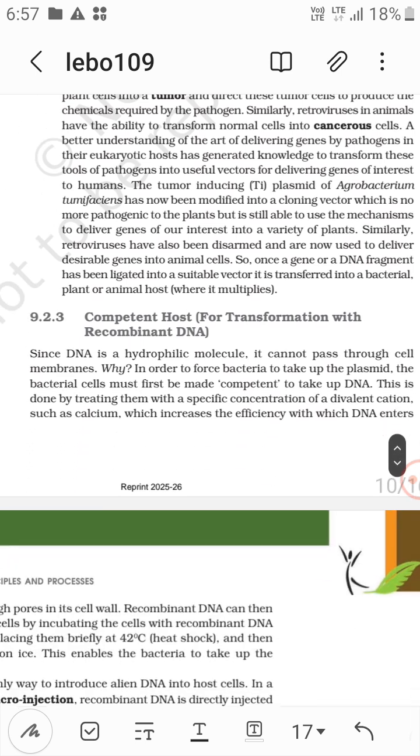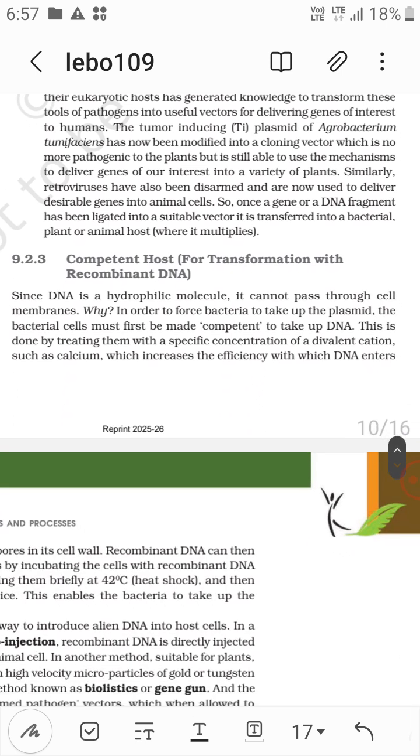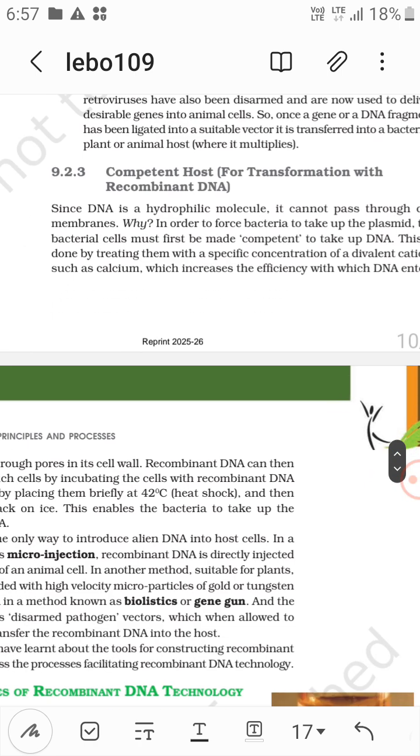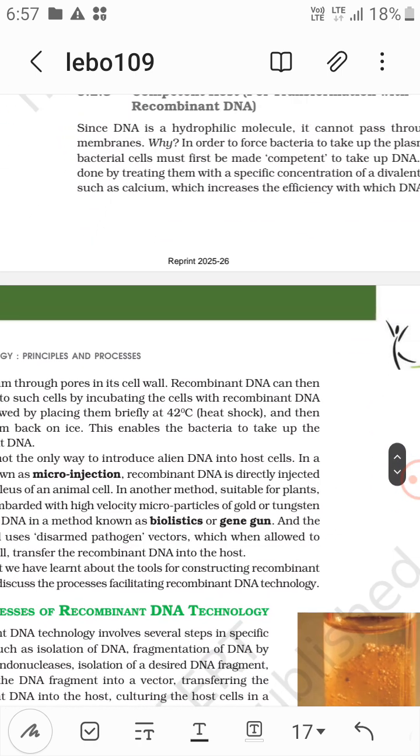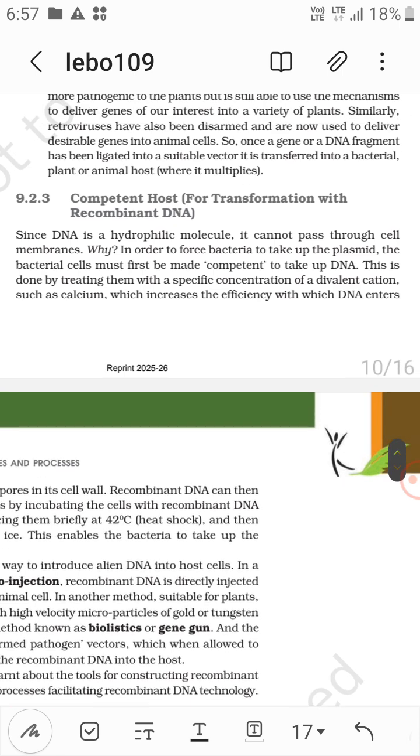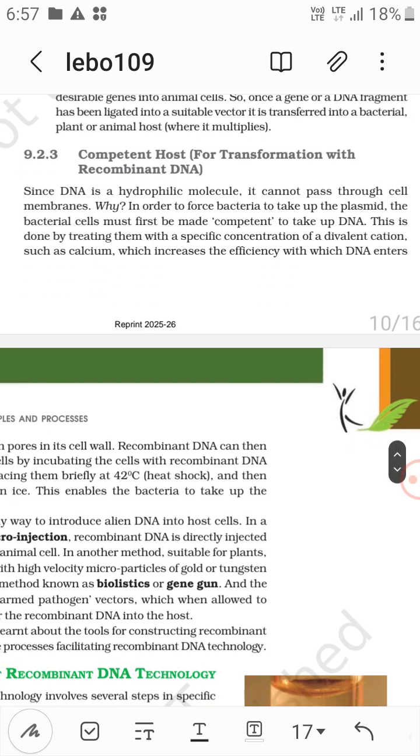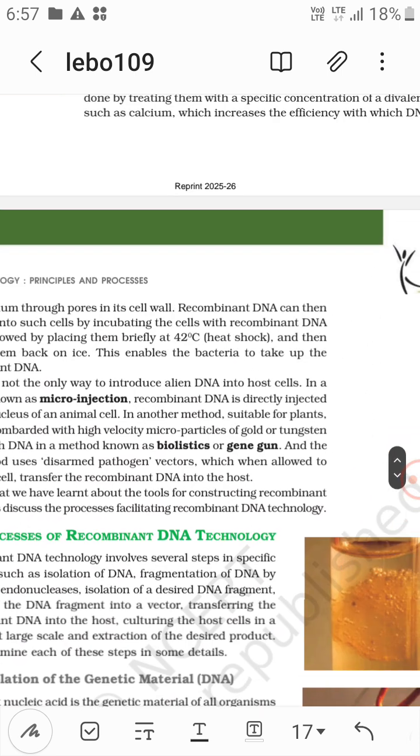Anyways, competent host for transformation with recombinant DNA, right?